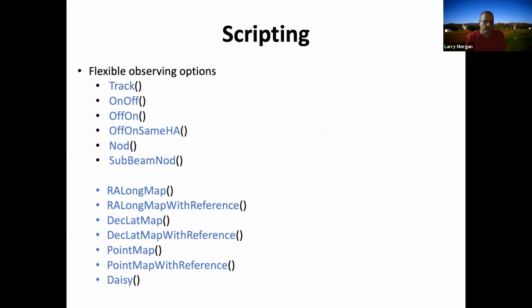Now, there's a lot of flexible observing options. If you are frequency switching, for example, you might just want to track your object, then the telescope will just go to your object and follow it through the sky, taking data if you've configured it to do so. We have on-offs and off-ons, off-on with the same hour angle. Dave brought up most of these, so I'm not going to spend too long on them. We have nod and subbeam nod. And then we have the different mapping options, including the daisy maps that Dave brought up.